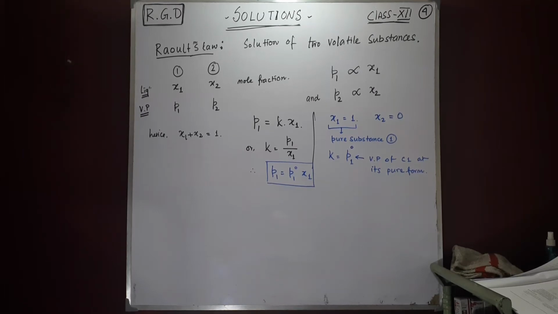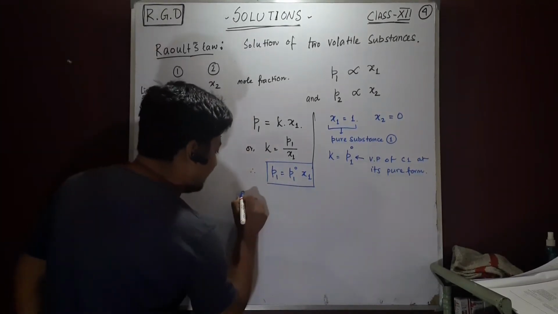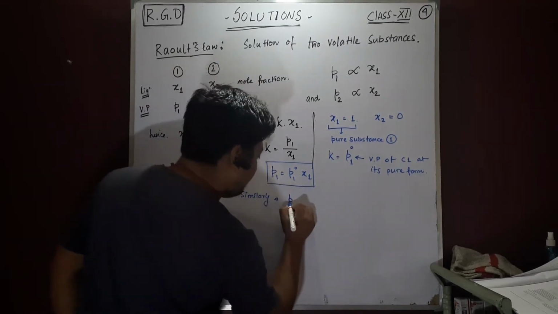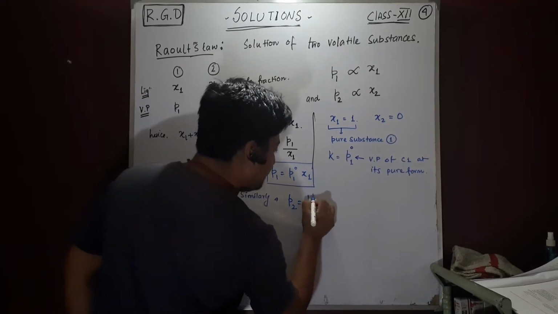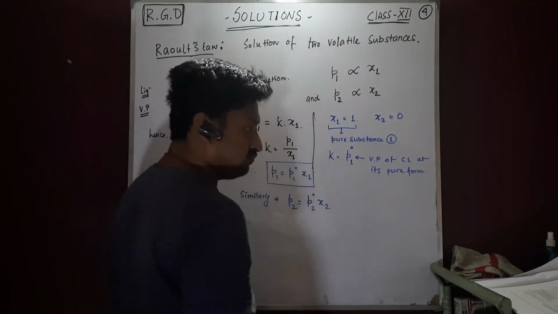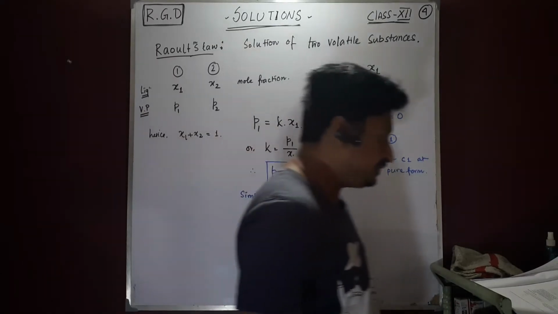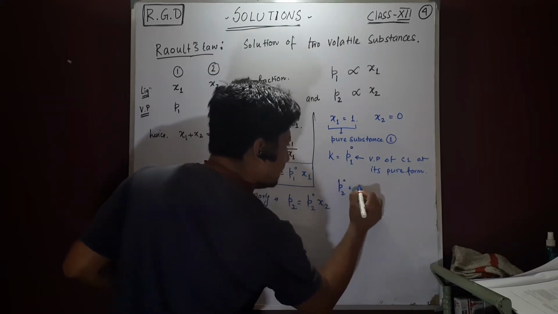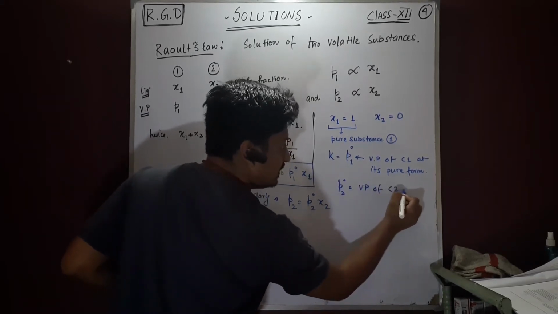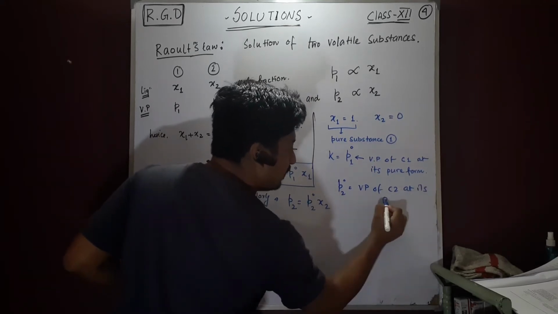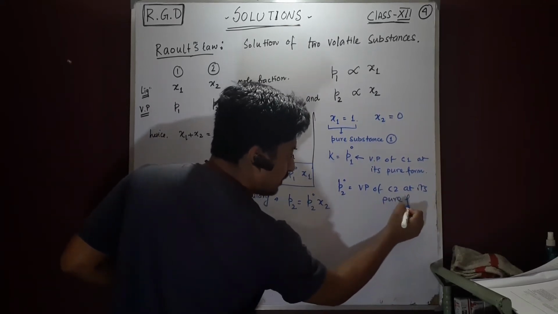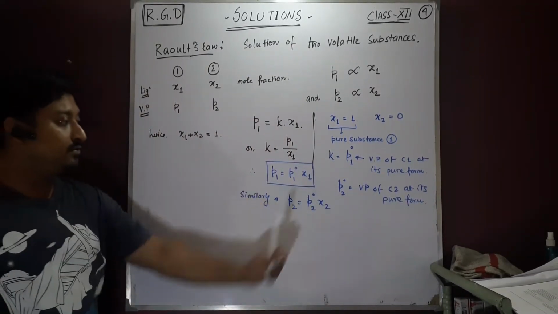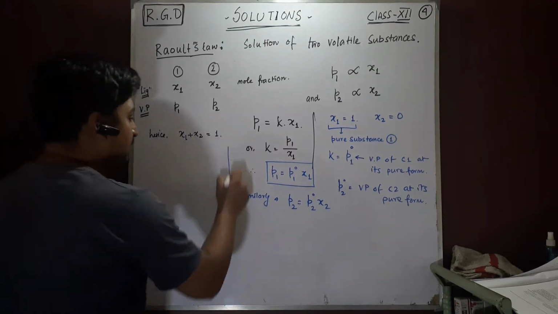Now similarly, I can write P2 is equal to P20 into x2. So P20 is basically the vapor pressure of component 2 in its pure form. Clear? So P2 is equal to P20 into x2, I can write. Now see here.